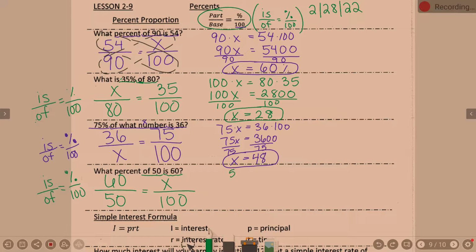Yes, I already got the answer. 50 times x is 60 times 100. 50x is 6,000. Divide by 50. 6,000 divided by 50 is 120. Yep. Is this a percent? Yes. How do I know it's a percent? Exactly, because it says what percent.